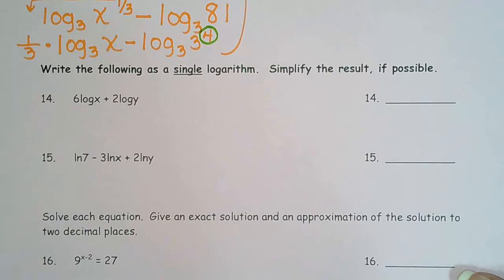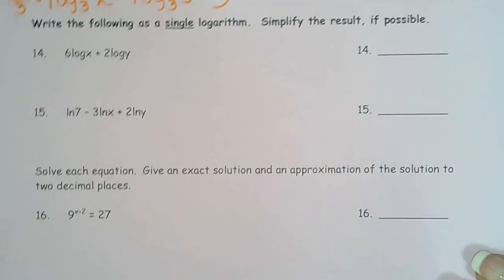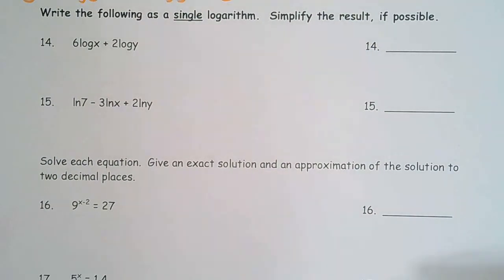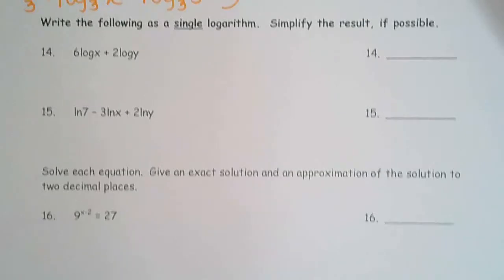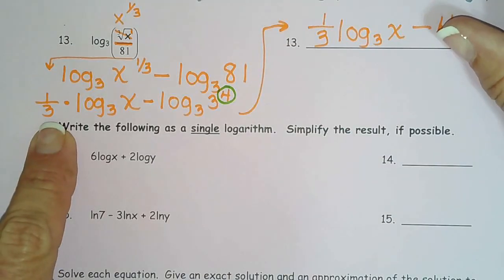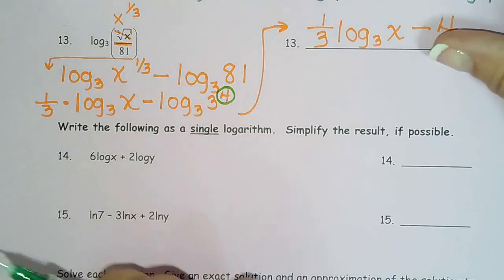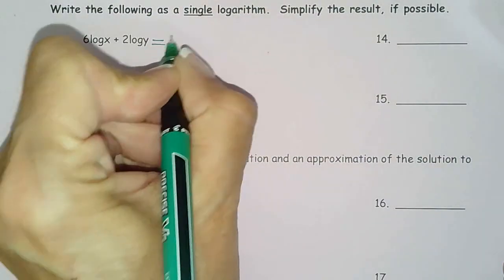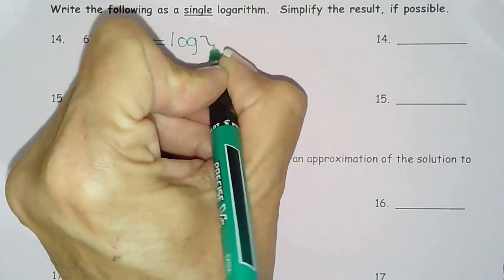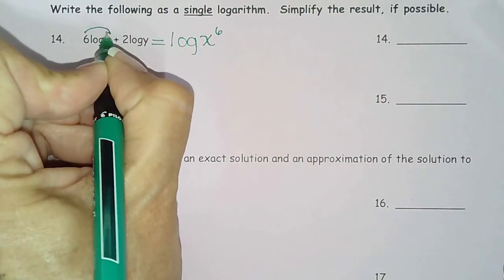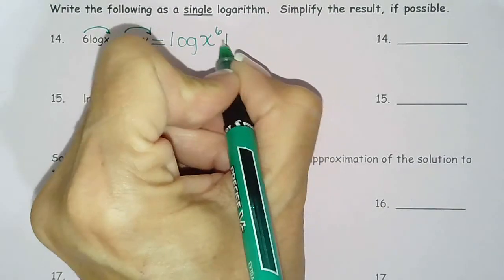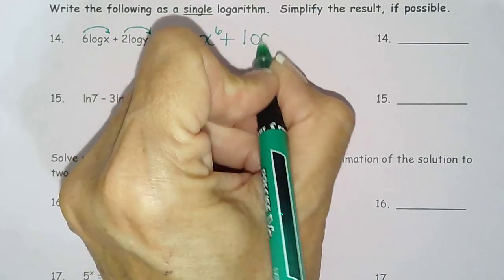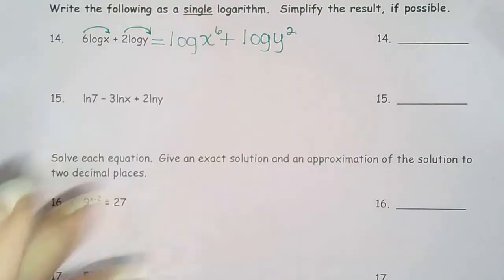So this first one is addition. So I know it's going to be a multiplication problem, but I also know that I have to do the power rule first because I'm doing the opposite. Here my power rule was last, but now that I'm doing the opposite, I do my power rule first. So let's first rewrite this as log x to the 6th. So these powers have to go back, plus log y squared.